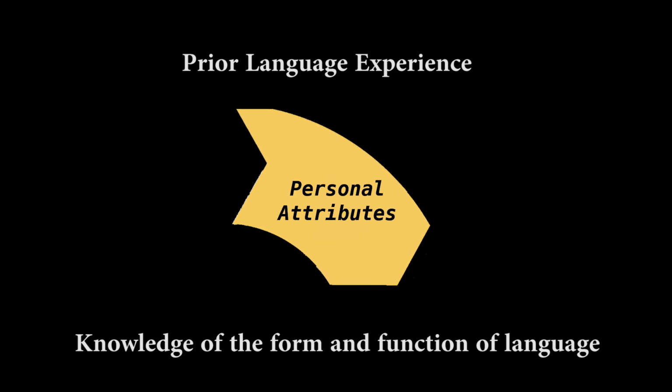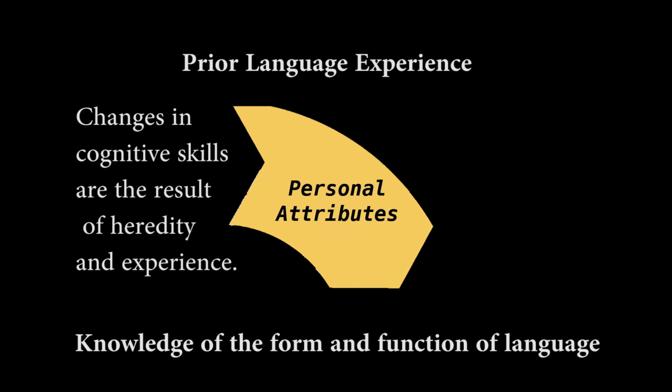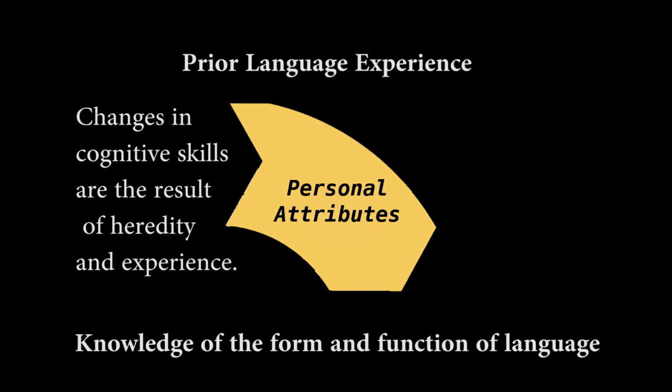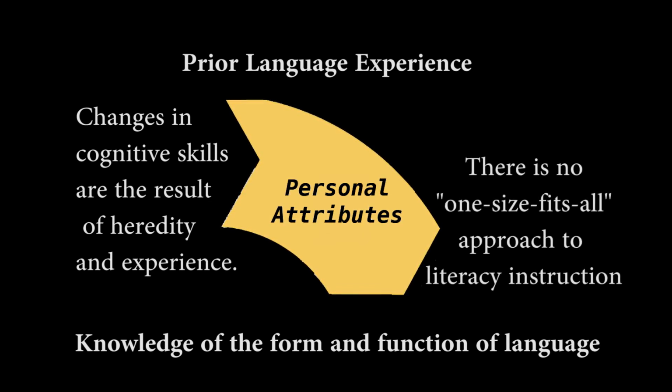Reading and writing are cognitive processes that require a vast array of neuronal connections. Changes in growth in cognition or mental processing occur over time as a result of heredity and experience. Obviously, students have not all constructed identical neuronal pathways in the brain. Therefore, there can never be a one-size-fits-all approach to language instruction.